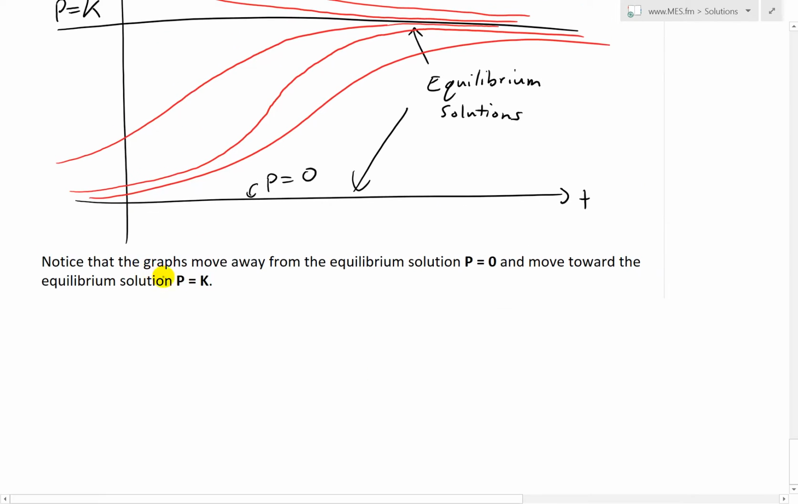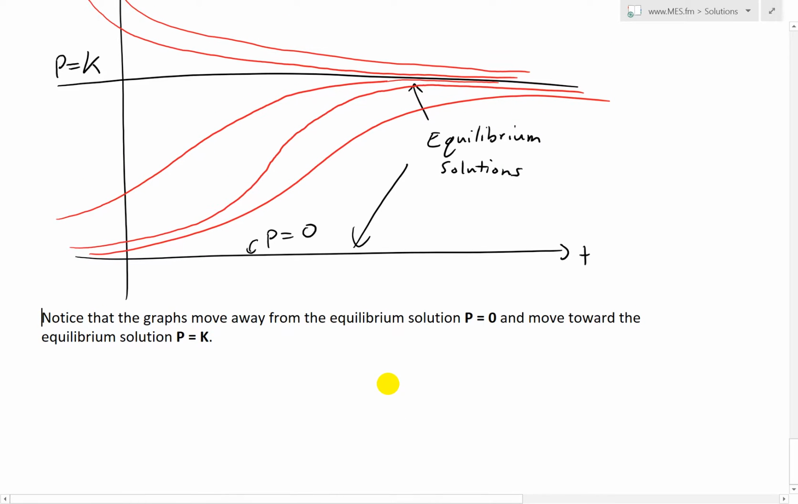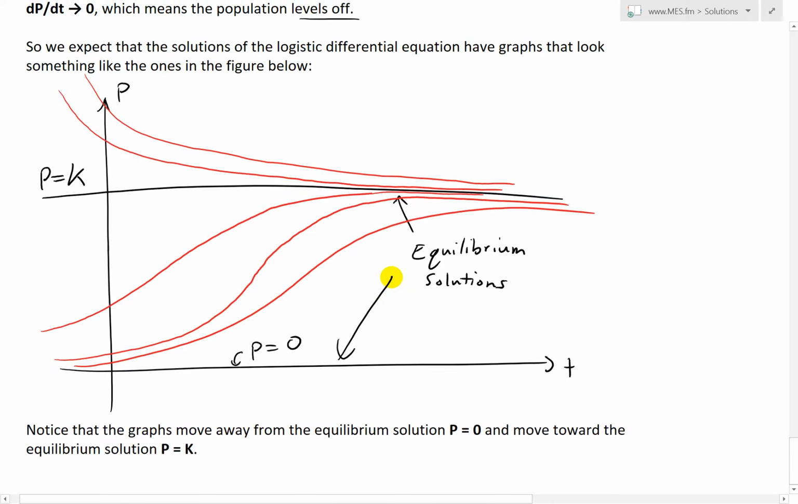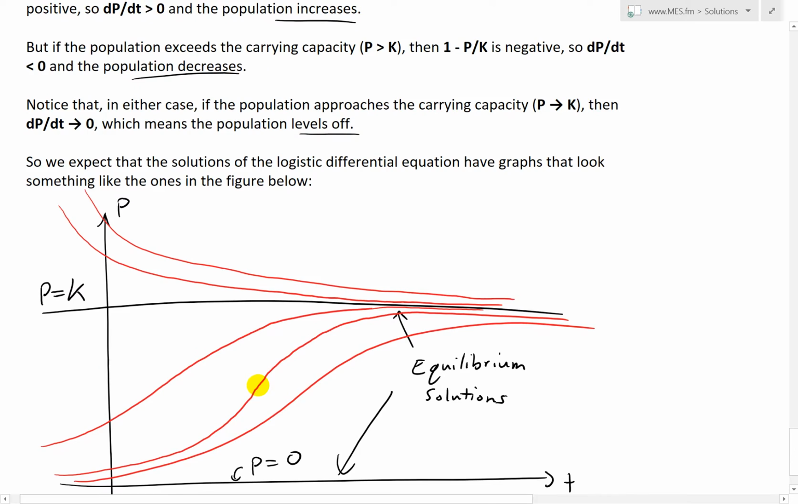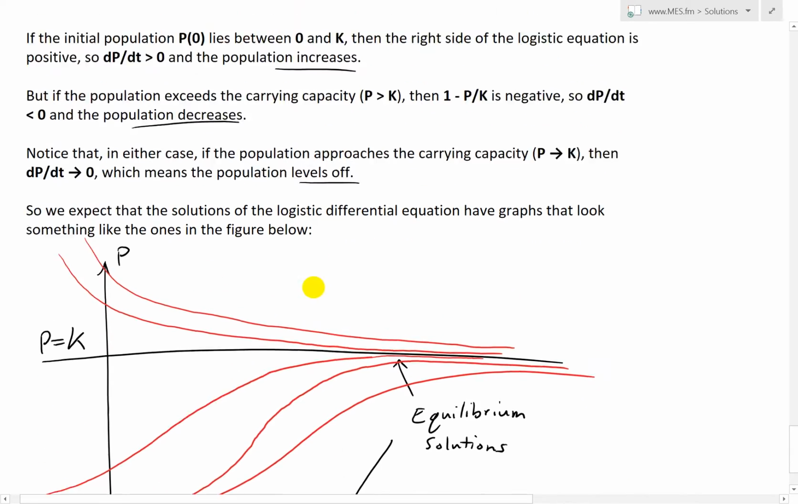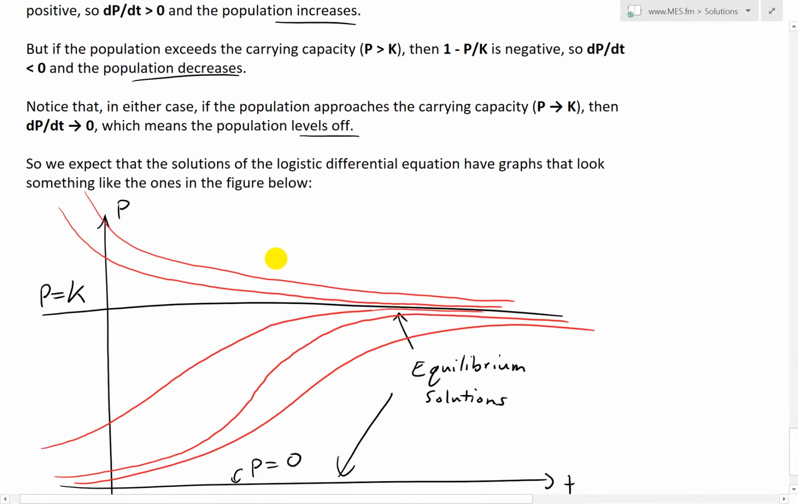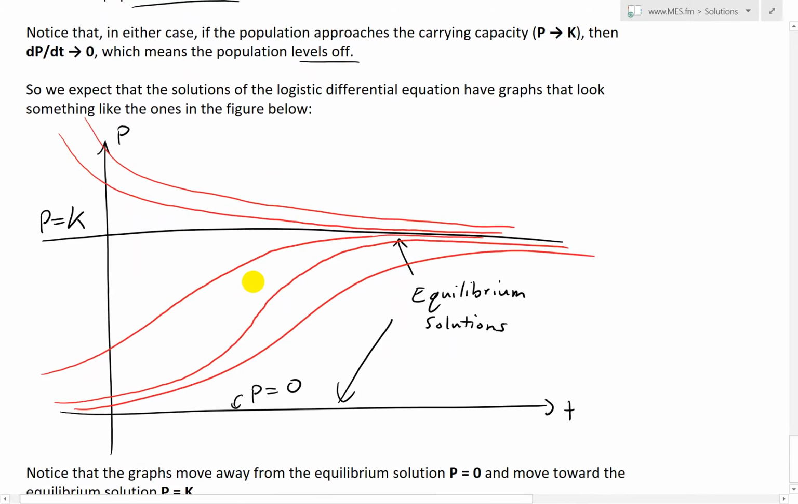Basically, notice that the graphs move away from the equilibrium solution P equals 0 and move towards the solution P equals k. So you have this bottom equilibrium solution, and all these graphs approach the top one, the carrying capacity, P equals k. But if you look in reverse time, they go from here approaching the other equilibrium. So these are how these families of solutions should look, and in later videos when I find an explicit solution and formula for them, you will see that this is actually the case.